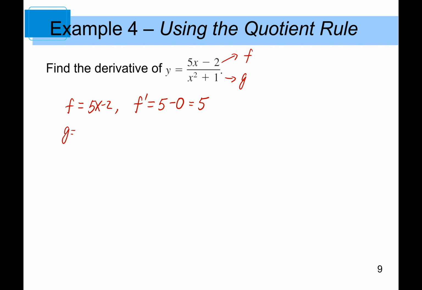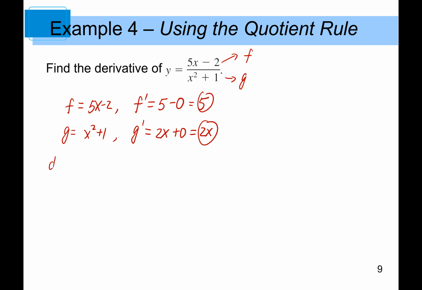G equals x squared plus 1, so g prime: the derivative of x squared becomes 2x, and the derivative of plus 1 becomes 0. So g prime is 2x. Okay, we've figured that out. Now we can apply the quotient rule.